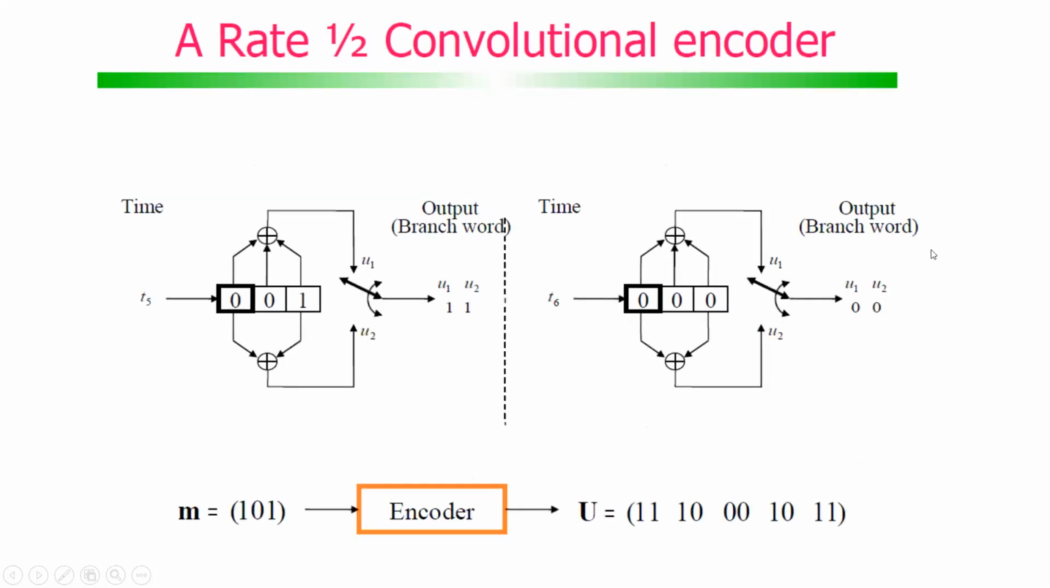So this is again 00, right? So you get these branch words: 1, 2, 3, 4. How many branch words will you consider? Up till here you will consider the branch words. This is 11, 10, 00, 10, and 11. 5 branch words are there, corresponding to a message vector of 3 bits, 101.